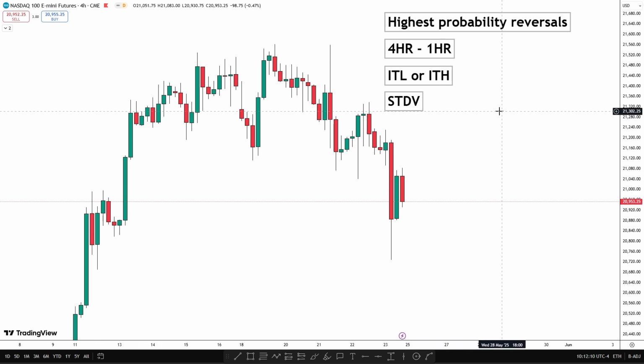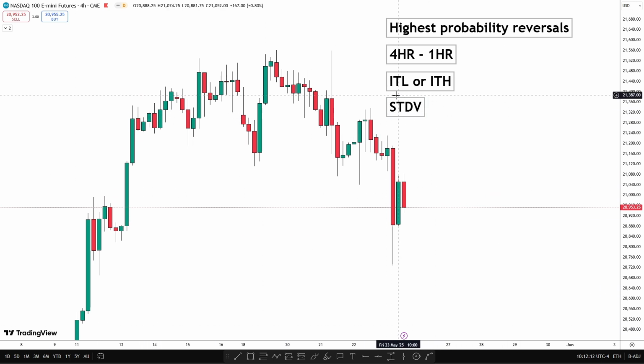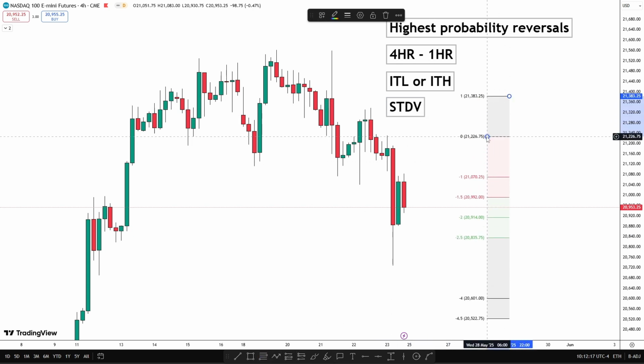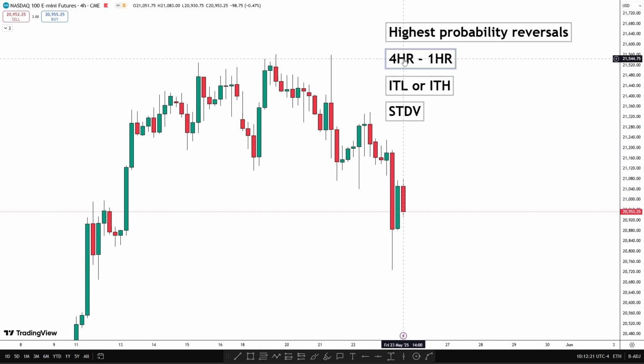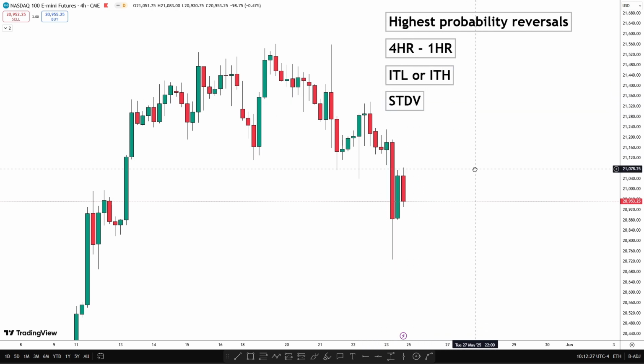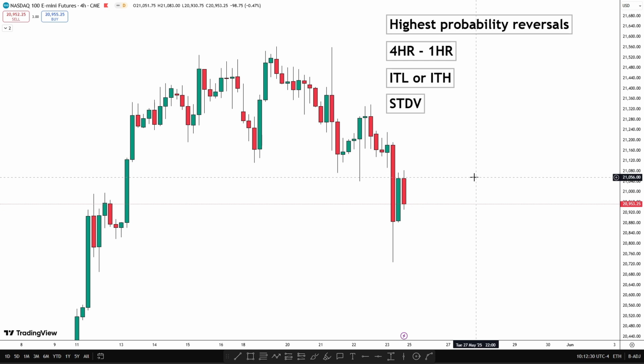Okay, so the next concept, the next thing that I look for is a standard deviation projection, and I look for the 1 to 1.5, which is this zone right here, which has the highest probability for reversal. So if my 4 hour intermediate term low or high aligns with 1 to 1.5 of my standard deviation projection, then I just know that there's a massive possibility for the intermediate term low or high to act as a reversal. So they are mainly always my targets or bias for reversal points in the market.